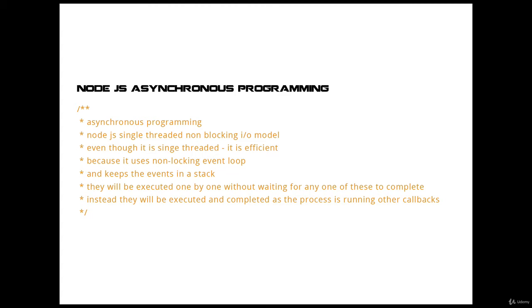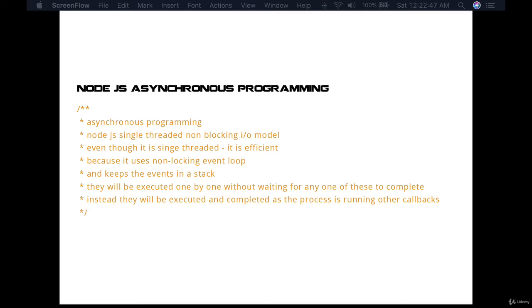In this lesson, you'll learn about asynchronous programming in Node.js. Node.js is a single-threaded, non-blocking input-output model. Unlike other programming languages such as PHP or Ruby, which are multi-threaded blocking models. What that means is if they have more jobs to do, they open more threads because one single thread cannot handle them. That's because unlike Node.js, which is non-blocking, they are blocking.